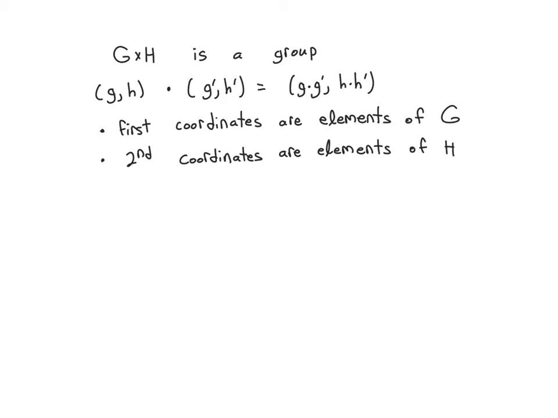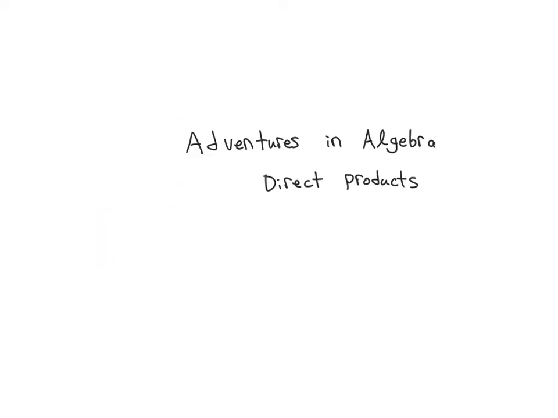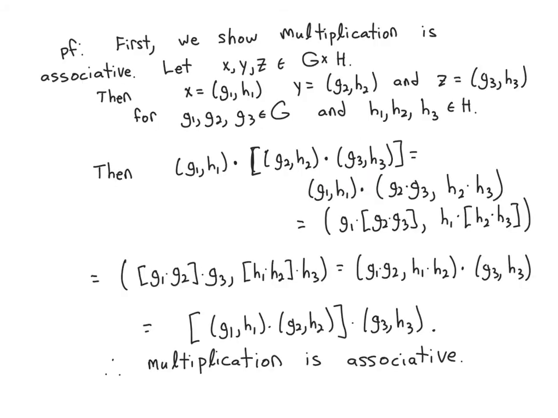So what do we need to check in order to claim that G times H is a group? We need to check associativity. We need to check that there's an identity. And we need to check that there are inverses. In this video, we prove that the direct product of two groups is in fact a group. So first, let's prove multiplication is associative.